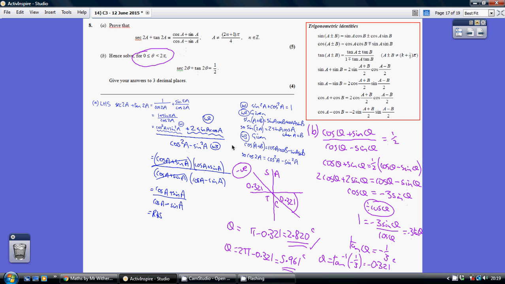Now that's not within my range, but it's my starting point. So using my CAST diagram, I see that my two values that I want, where tan is negative, is this angle here and this angle here. So this first angle is 180 degrees, so pi radians minus 0.321, giving me this. And my second solution, this angle all the way around to here, is 360 degrees minus this. In other words, 2 pi minus this, giving me 5.961 radians as my second solution.